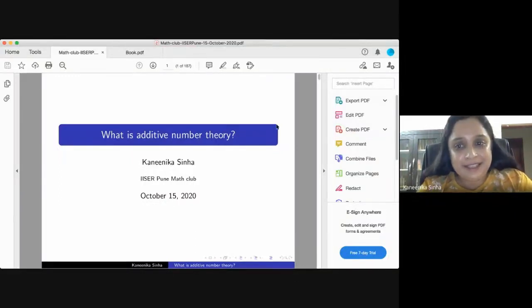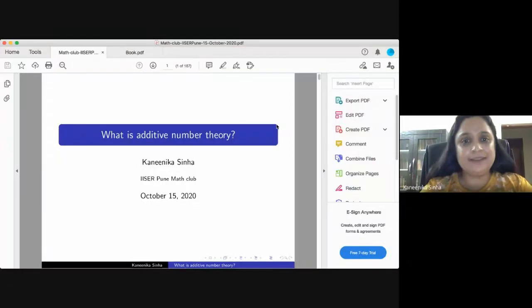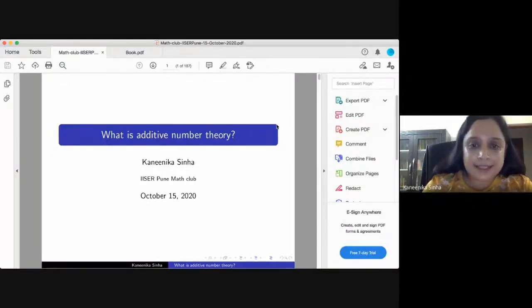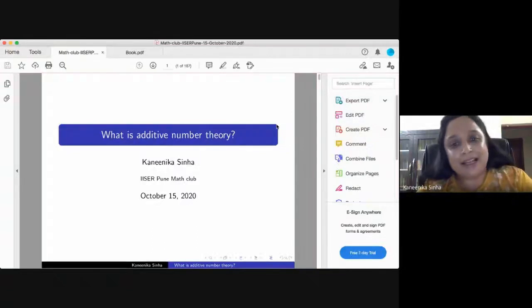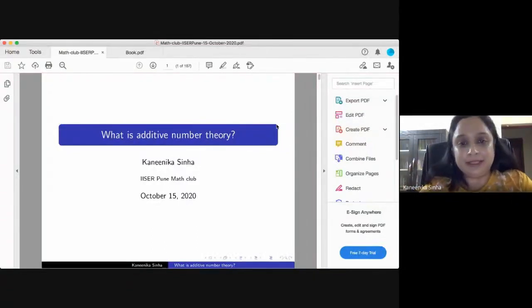After the talk by Professor Raghuram a couple of semesters ago on what is number theory, we were interested in doing a follow-up talk and we kept discussing. First we thought maybe we'll do a talk on analytic number theory, then the plan was to give a talk on probabilistic number theory, then it changed to additive number theory, and we've been going back and forth. But all said and done, today we'll talk about additive number theory.